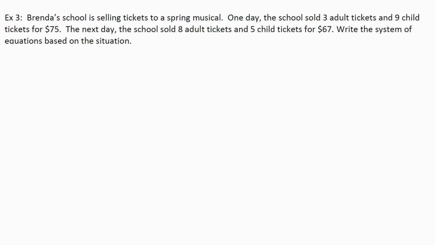Okay, so now we go across: 3 adult tickets. You need to give it a variable name. So we're going to do 3 adults. We'll call A, and 9 child. We'll call C, and it's 4. That's the same thing as is. That's going to be 75.